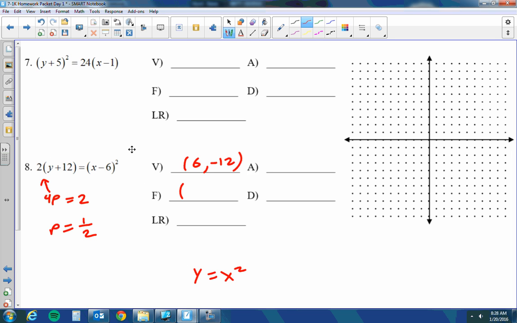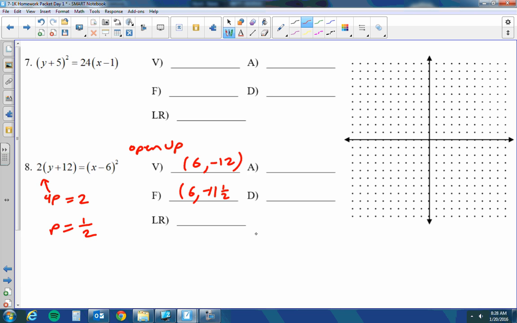And so, like I said, you need to note that. I would write it down. Just the word up, if nothing else. It opens up, which means we're going to go above the vertex to find the focus. How far above? Half a unit. And so what's half a unit above this y value? Negative 11 and a half. Woohoo.